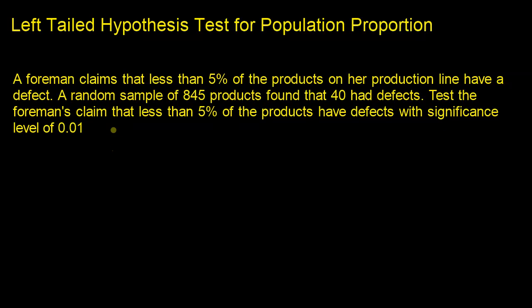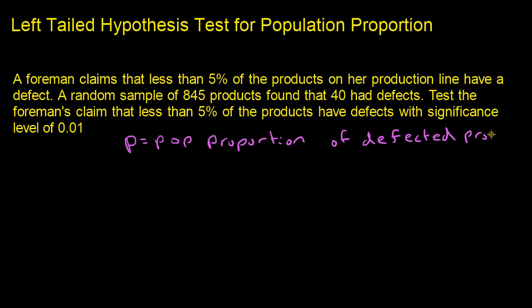Okay, so first off, what are we going to be testing? We're going to be testing a claim regarding the population proportion P. So let's go and write that. Population proportion of defected products. We're going to be building our null and alternative hypothesis based off of this population proportion of defected products. All right, so let's go ahead and define our null and alternative hypothesis.